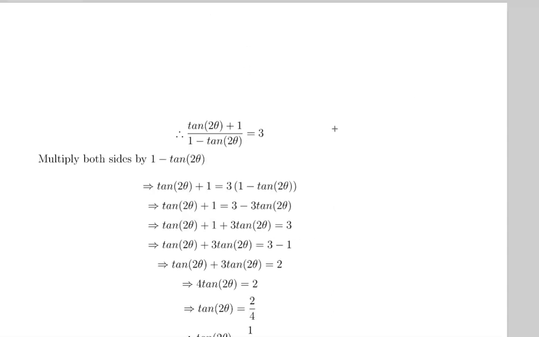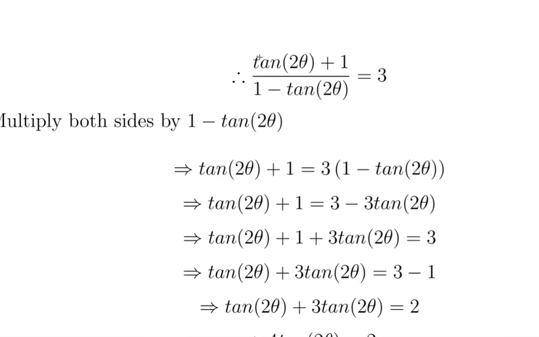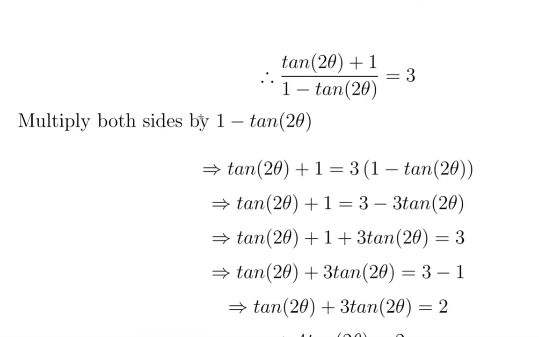This leads us quite nicely to the end part of this discussion. We have tan 2θ plus 1 over 1 minus tan 2θ equals 3. I'm going to multiply both sides by 1 minus tan 2θ. So you can also describe this as moving this up here. So there you see I do it. I'm going to multiply out the 3, both 3 times 1 here and 3 times tan 2θ there.